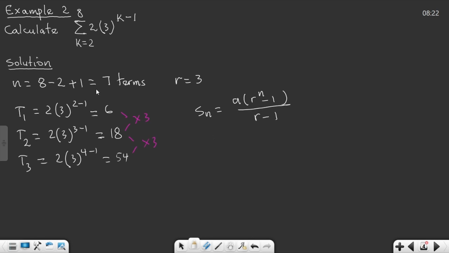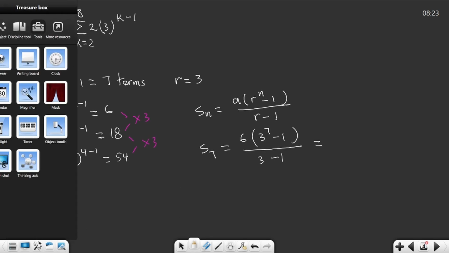Okay, now I'm calculating what? S what? You remember n is 7. We're dealing with 7 terms. So it will be S7 is equal to, what is A? A is the first term, which is 6. And R is the common ratio, 3, to the power of what? N is 7, minus 1, over, what is R? It's 3. The common ratio, we calculated it. You can see, minus 1. So S7 is equal to, let's use the calculator.